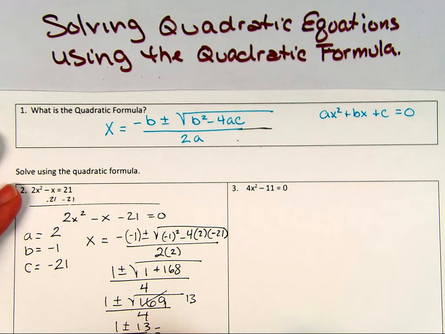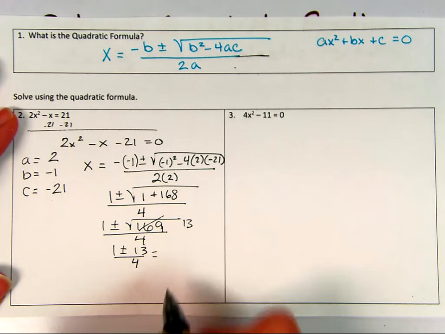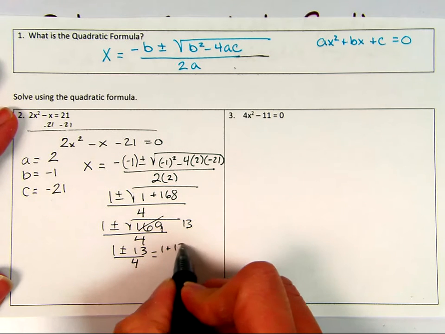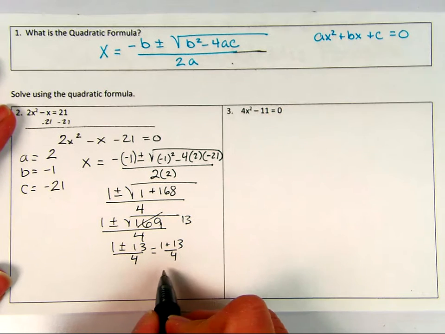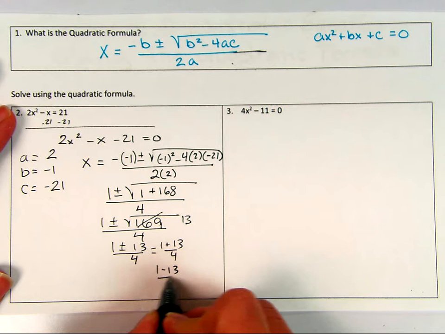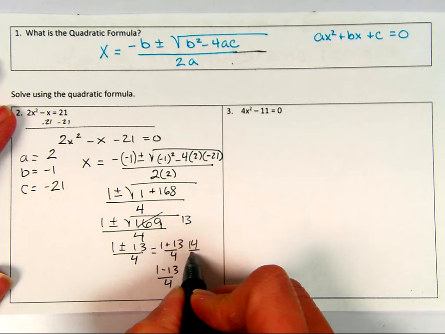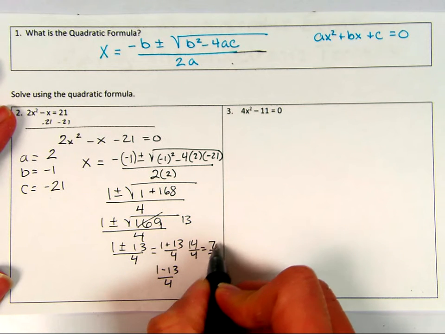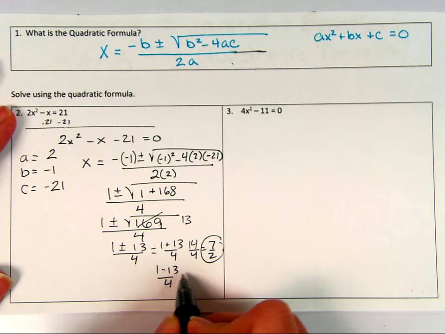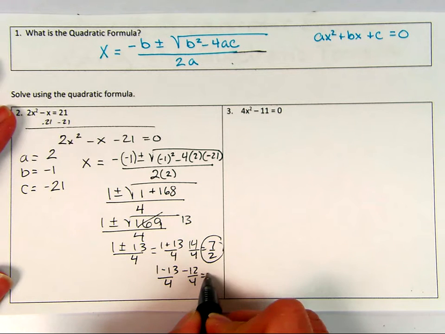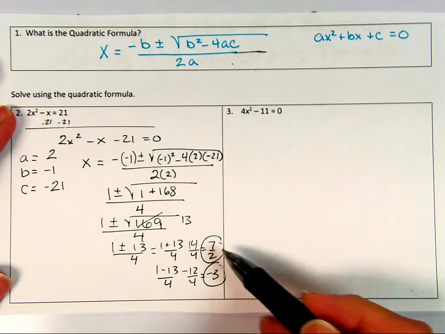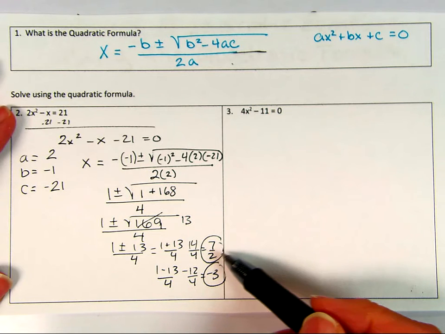And now I find the answers. So I have 1 plus 13 over 4, and then the next time I use my negative, 1 minus 13 over 4. Well, 1 plus 13 is 14, so 14 fourths reduces to 7 halves, or 3.5, and 1 minus 13 is negative 12, and that reduces to negative 3. So my x-intercepts, or solutions to this equation, are 3.5, or 7 halves, and negative 3.